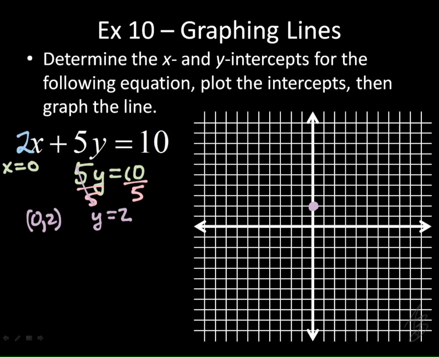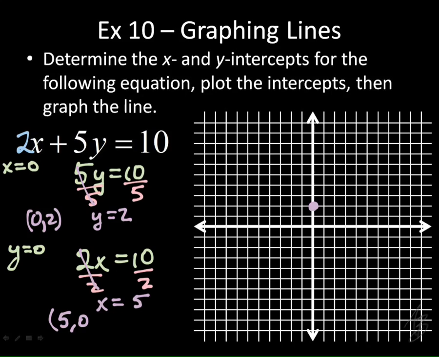If we're going to let y equals 0, then that means this 5y here is going to go away. We're going to scratch that out. So instead of writing 2x plus 5 times 0, we can just write 2x equals 10. We'll just leave the y out of there. And then this time we have to divide by 2. And when the 2's cancel here, we get x equals 5. So our ordered pair here is going to be 5, 0.